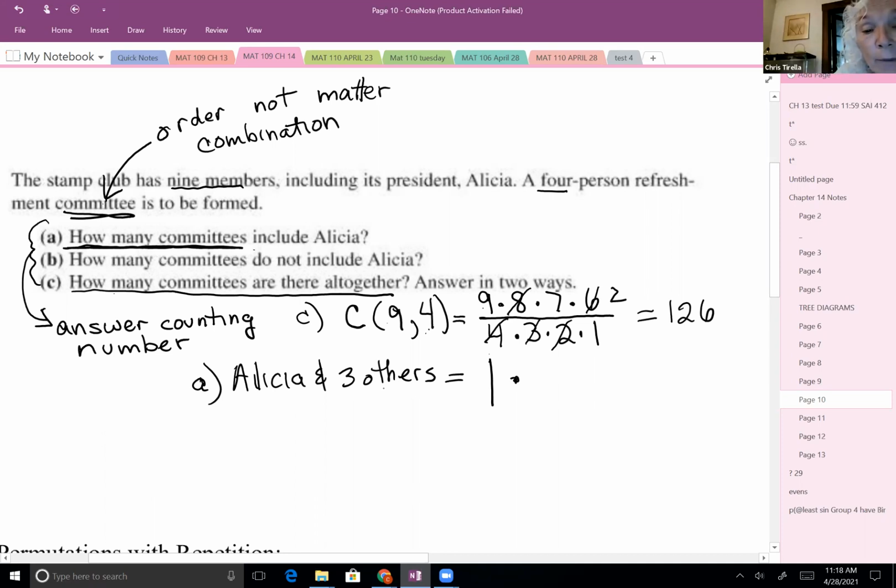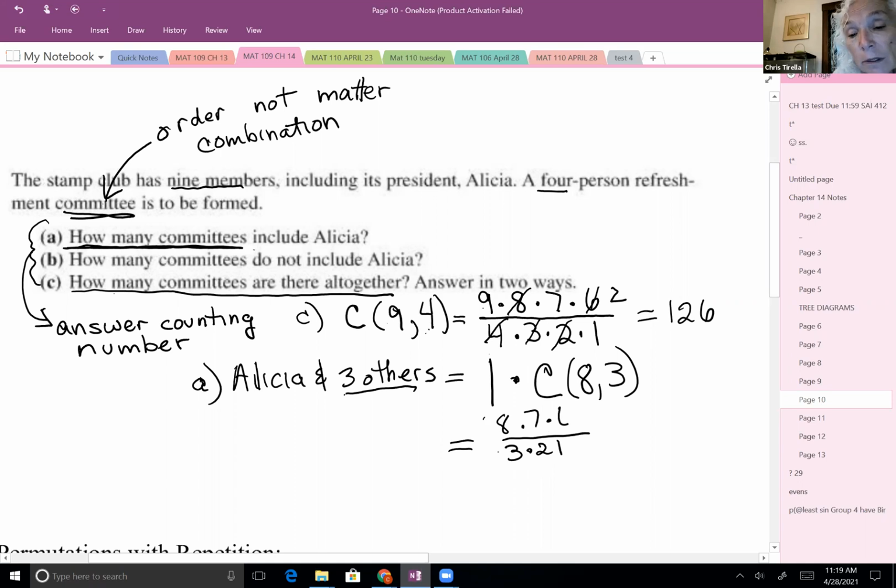And then I want 3 others from the 8 that are left. So that would be 1 Alicia and 3 others, would be 8 combination 3. And so that would be 1 times that combination. My denominator would be 3, 2, 1. My numerator would be 8, 7, 6. 3 times 2 times 1 is 6. So that cancels and I'm left with 56.